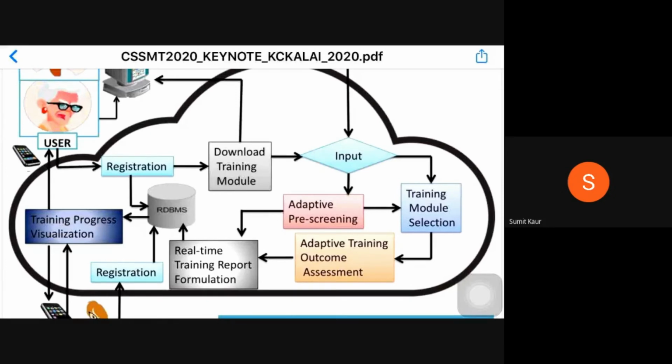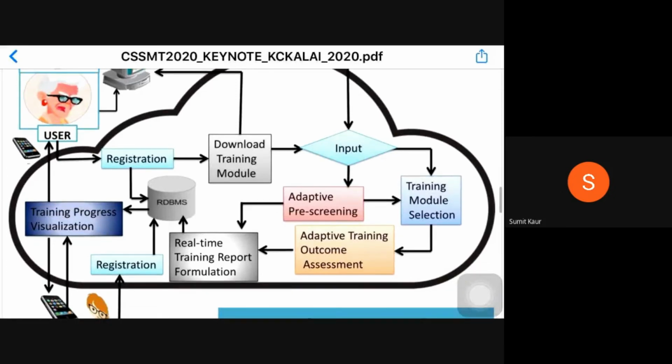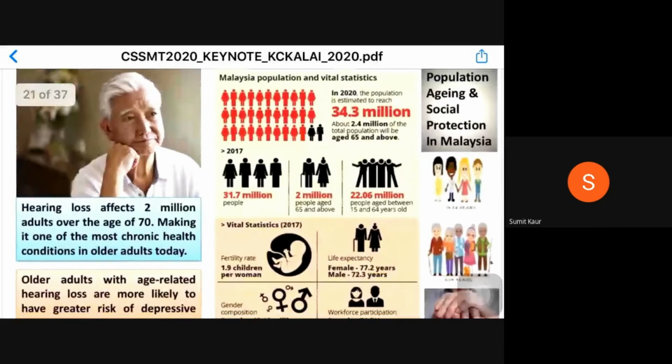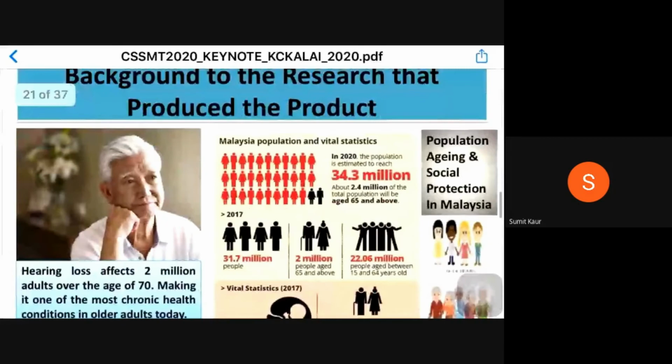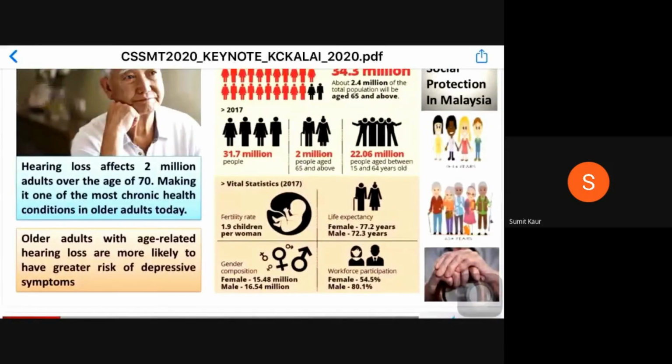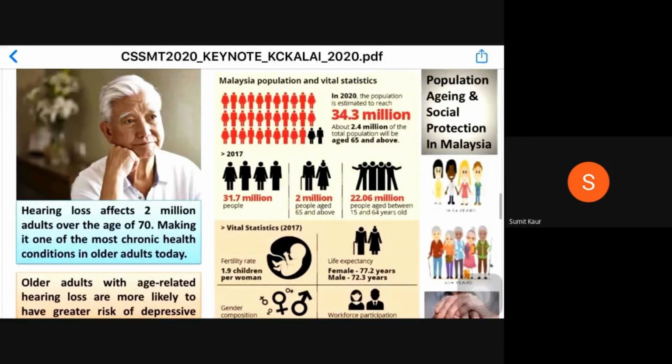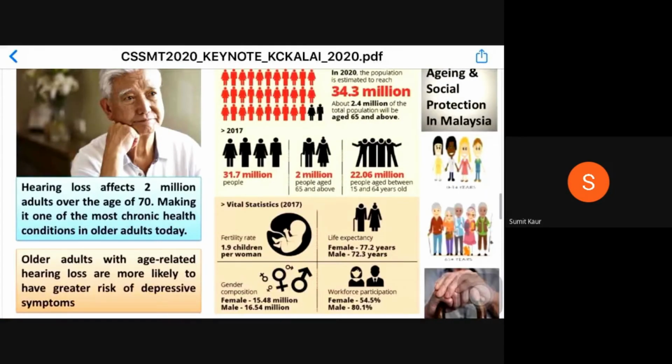So what happened in this project from day one? This is a summary of the background to the research that produced this product. We looked first at hearing loss, which affects over 2 million people over the age of 70, making it one of the most chronic health conditions in older adults. All the statistics and information were collected for us to design the framework based on the real needs of the patients, so that the training needs to be very effective.